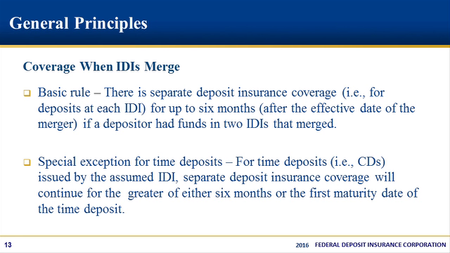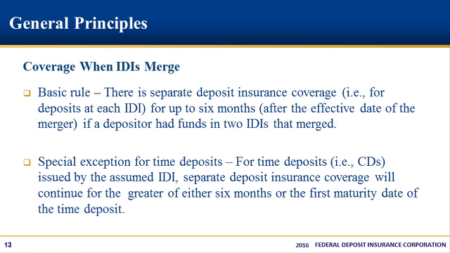Well, when two banks merge, the accounts are insured as if the banks were still separate legal entities for at least 6 months. There is a special exception for time deposits, such as certificates of deposit. Time deposits that were issued by the former bank are insured for the greater of either 6 months or the first maturity date of the time deposit. For detailed explanations of deposit insurance rules when banks merge, please attend one of the FDIC's 2016 Advanced Topics in Deposit Insurance Coverage seminars.